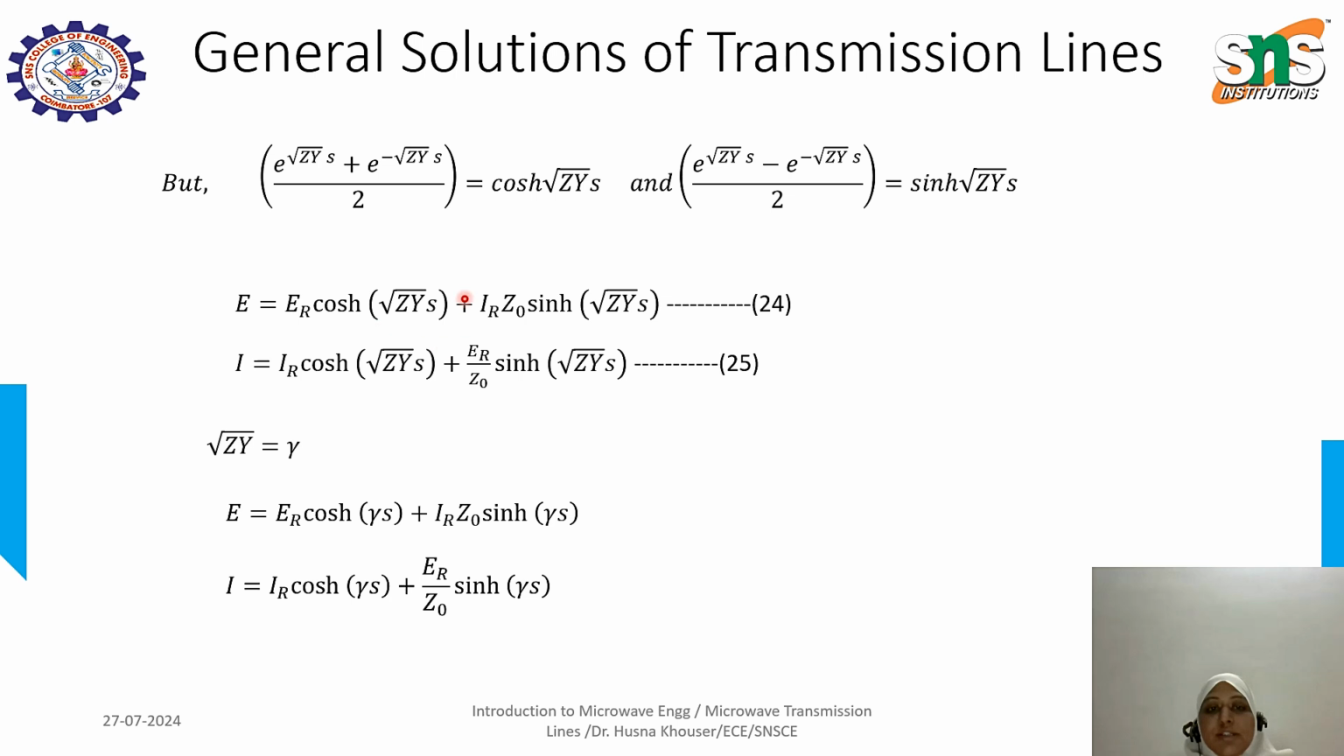And we denote root of ZY as gamma. So we get E is equal to ER cosh gamma s plus IR Z naught sinh gamma s. Similarly, we arrive at the current equation. So this is the general solution equation.